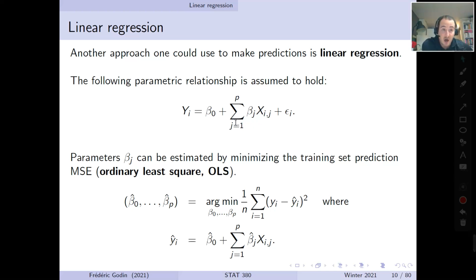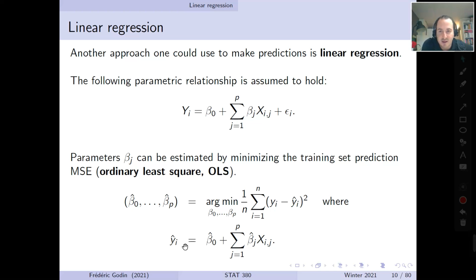So the most common approach to determine parameters beta in a linear regression is through a methodology called least squares, or ordinary least squares. So to do that, the idea is that for a given estimate of the betas, so beta 0 until beta p hat, where hat denotes estimates, we can form predictions of the response for a given observation.